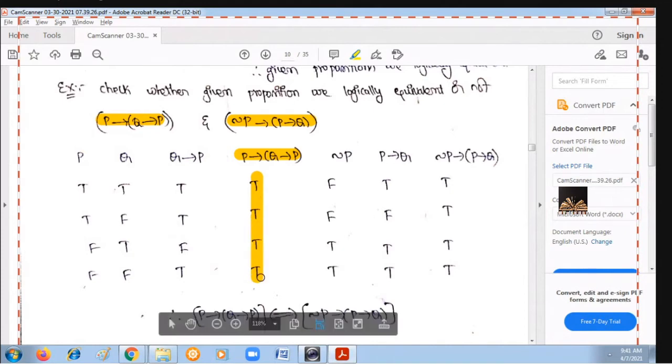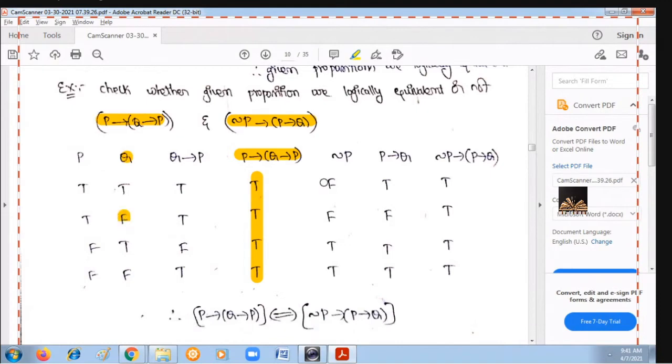Similarly, design the truth table for the second compound proposition. So here what is required? Negation P is required. P implies Q, you need to calculate, and negation P implies Q is to be calculated. Negation P means what? Just negation of this. T T F F will become F F T T. Next, P implies Q. This is your hypothesis. This is your conclusion.